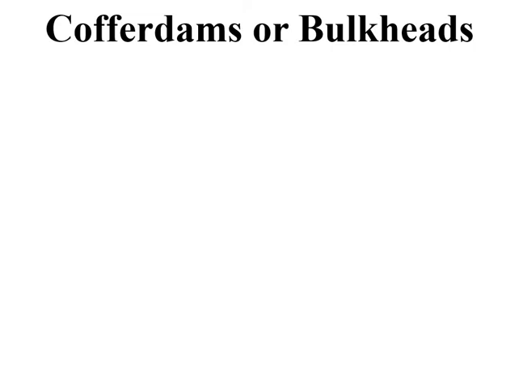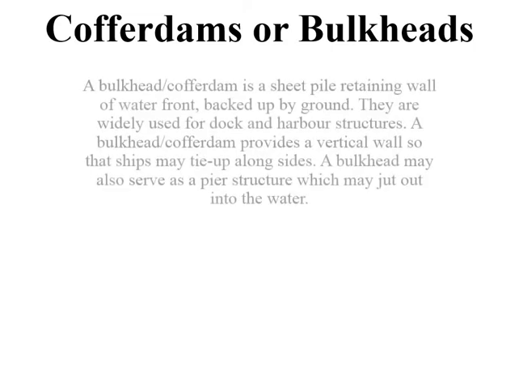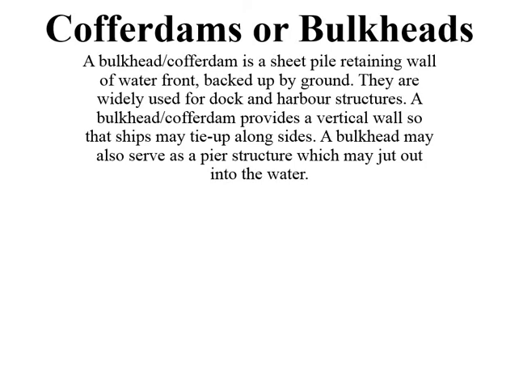The next topic we are going to discuss is the cofferdam. Everyone knows the use of sheet piles. The cofferdam is a temporary structure designed to keep water and or soil out of the excavation in which a bridge pier or other structure is built. A bulkhead or cofferdam is a sheet pile retaining wall of waterfront backed up by ground. They are widely used for dock and harbor structures.